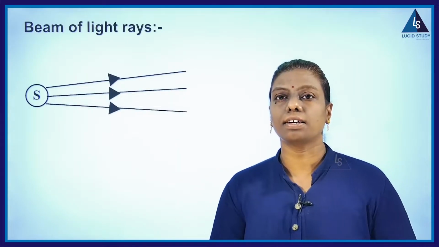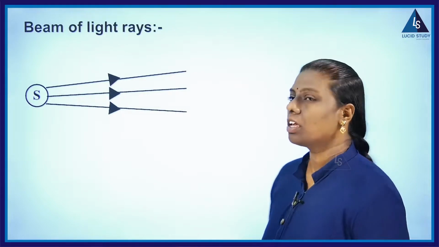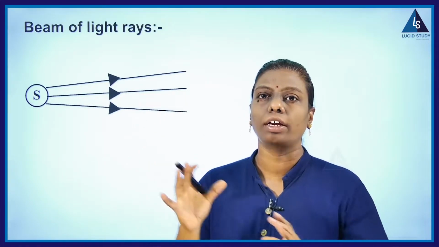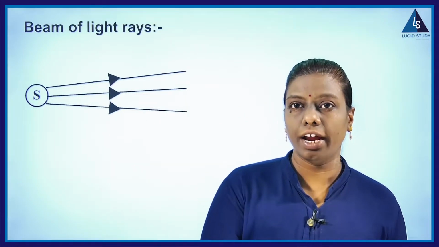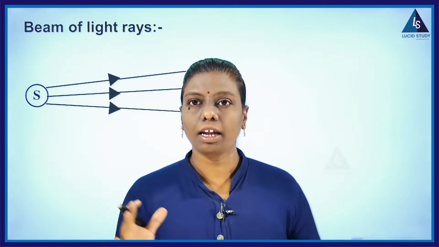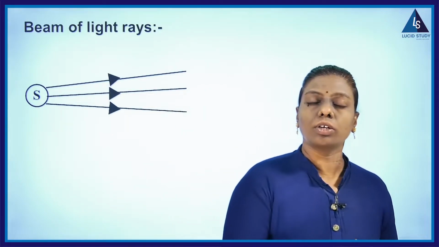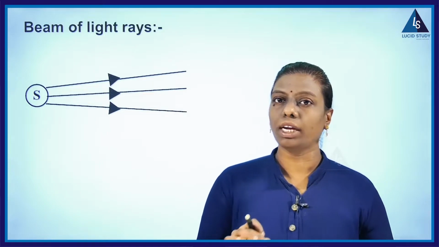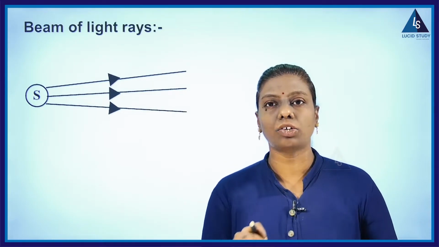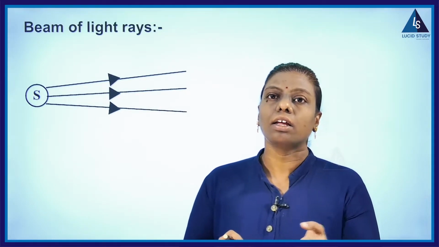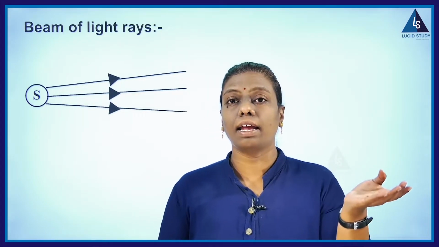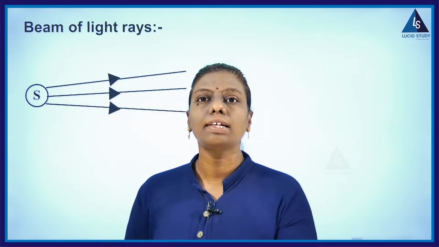So next let us discuss the beam of light rays. We are saying that light travels in the form of a straight line. This is called rectilinear propagation of light. This straight line we indicate, and it is called a ray of light, the path of the light in a particular direction.